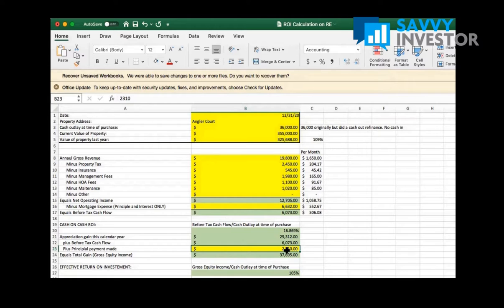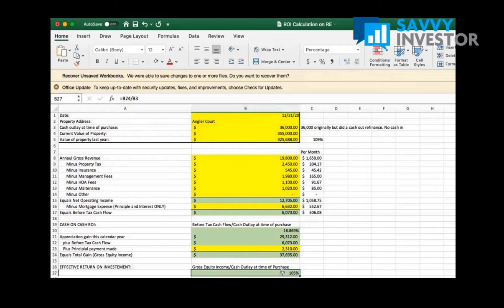The longer you have the loan, as a percentage of your payment, a bigger portion of that will be paying down principal. This shows my total gain on this property this last year was $37,695. Taking that number divided by the $36,000 is an effective return on investment of 105%.